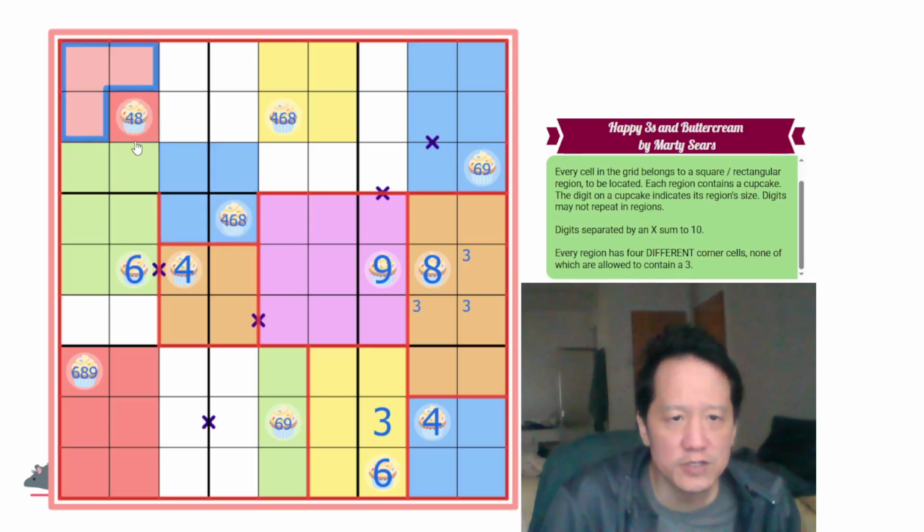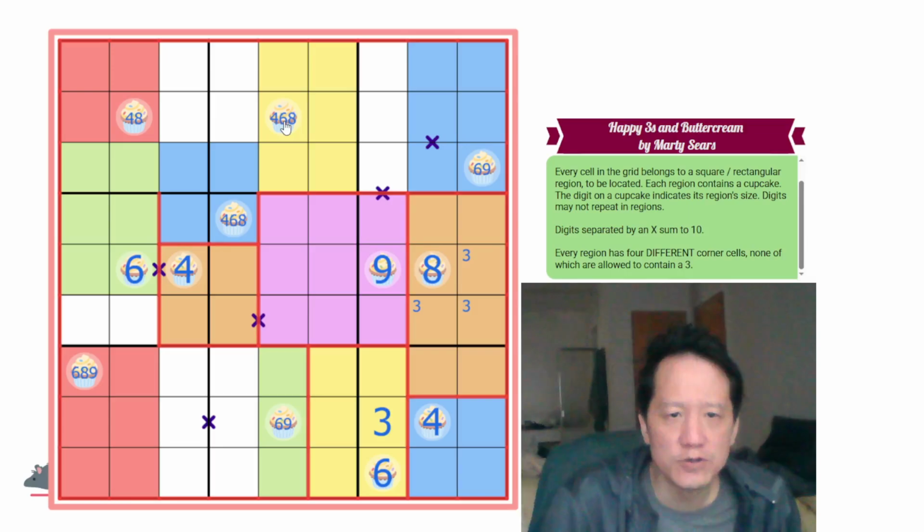So either this is 4. I guess this could be 8 here. But what are these two cells part of? They have to be part of this region here, right? It can't be part of blue, can't be part of pink, can't be part of this blue. So these have to be yellow.